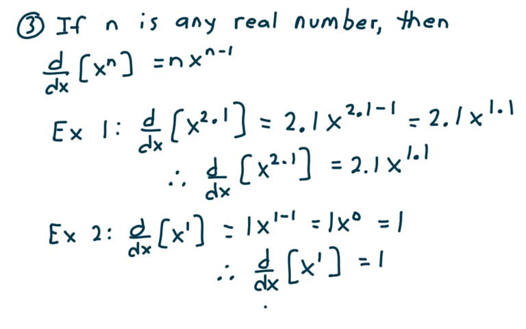Suppose I want the derivative of x to the 2.1 with respect to x. This is equal to 2.1x to the 2.1 minus 1. Same principle as rule 2. So in this example, again, n is 2.1. Now 2.1 minus 1 is 1.1. So the derivative of x to the 2.1 with respect to x is 2.1x to the 1.1. So that's how you would do example 1.